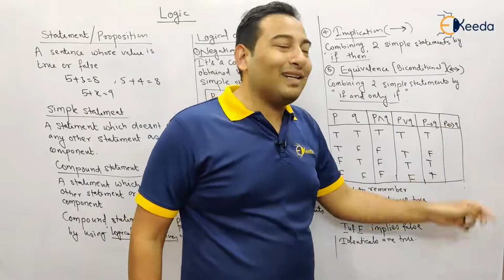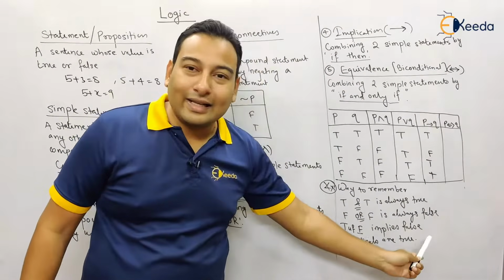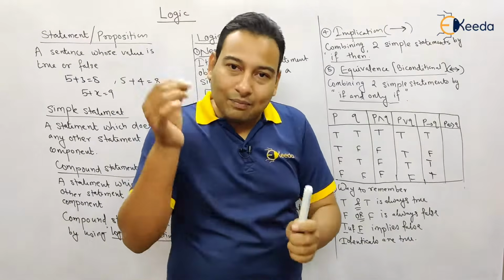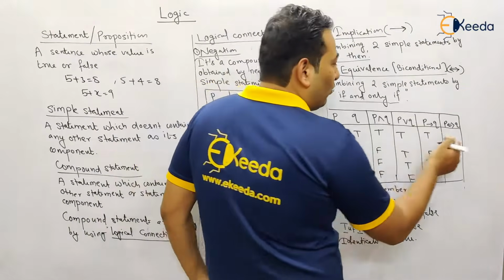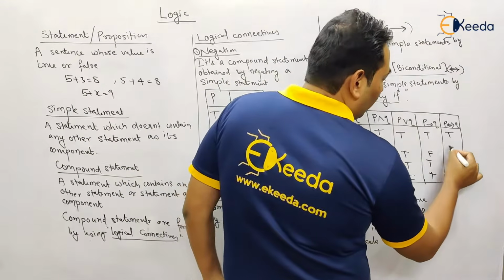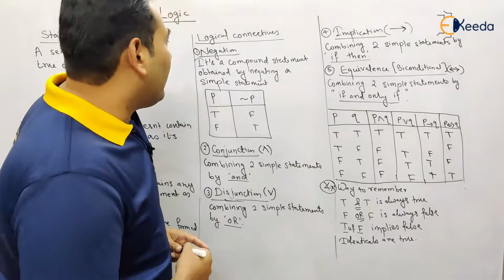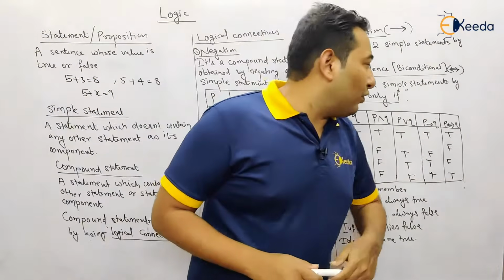And this is your biconditional. That means identicals are true. See here. Identicals are true. That means if both are the same, then it is true. See here, true and true, true. If they are the same, then it is true. Rest everything is false. So these are your 5 logical connectives and these are the different truth tables.